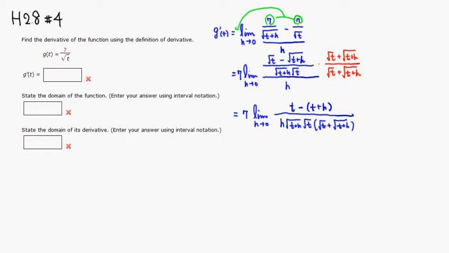Then we can cancel t minus t. There's a negative h, so we can cancel h down here and that's going to be 1. Then h is going to 0, so this term disappears and this one disappears. What you get is 7 times negative 1, so negative 7 over square root of t times square root of t, which is t. Then square root of t plus square root of t is 2 square root of t. So we got that.